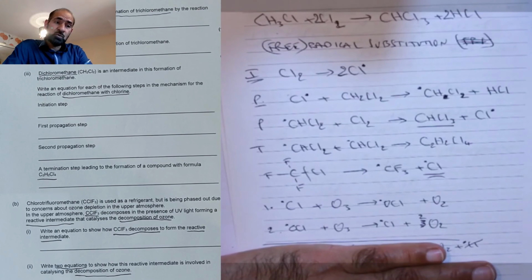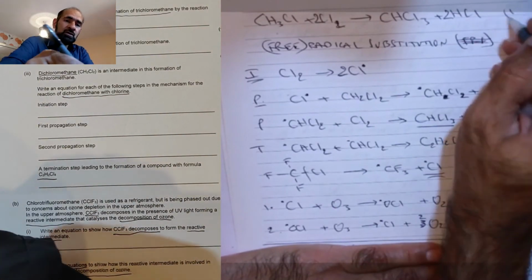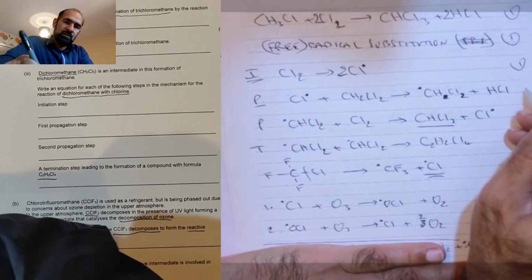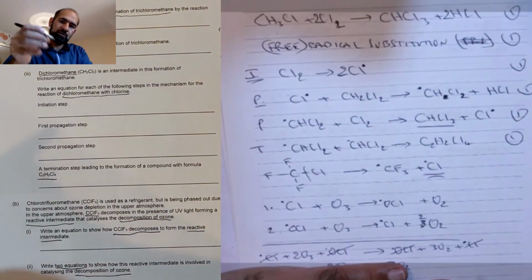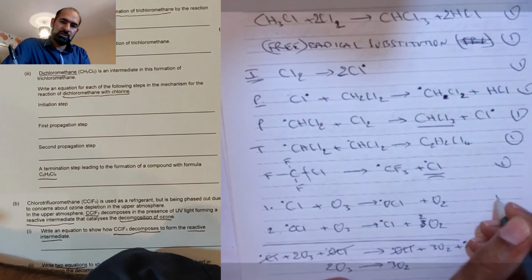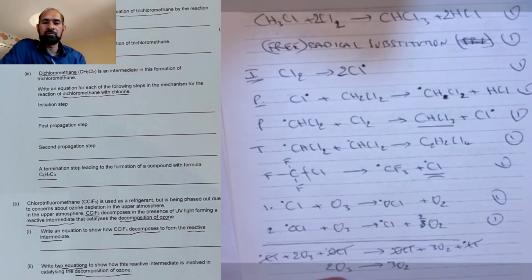So that is worth 9 marks. So 1 there, 1 there. I think each equation is worth 1, and this one is another mark. So it's quite simple, really. Each equation equals a mark.